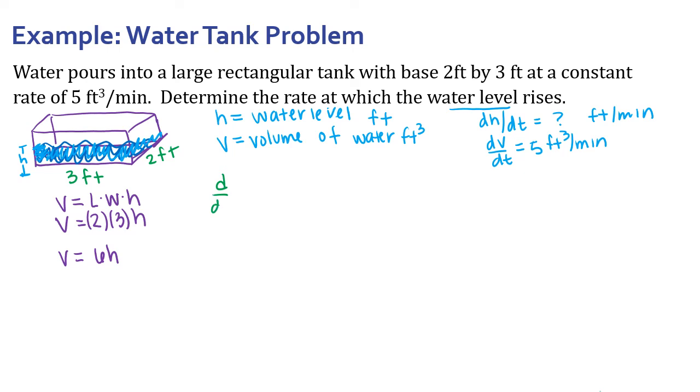So the derivative with respect to time of the volume equals the derivative with respect to time of 6h. So dV over dt equals 6 times the derivative of h with respect to time, because again, we're finding the derivative with respect to time. These are functions of time. Those are going to change as the time changes. More water is coming in.